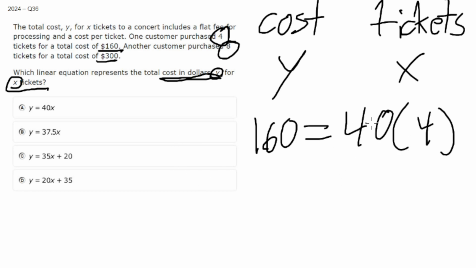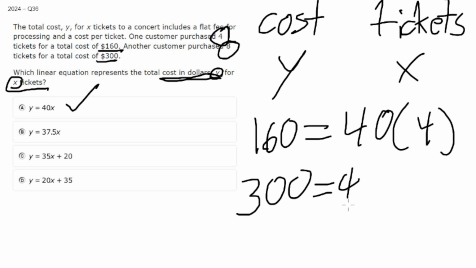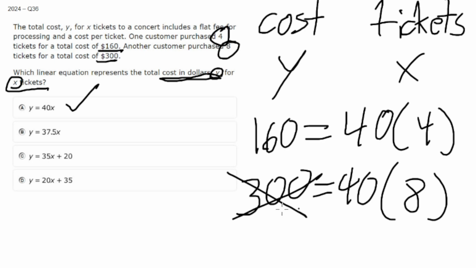Now, if I solve this, I realize that this is going to be correct. So I'm like, nice. Now, this would probably cause you to pick the wrong answer if you don't double check. Because if you do 300 is equal to 40, parentheses 8, which is the second customer, right? You're going to quickly notice that this doesn't work out because 40 times 8 is actually not going to be equal to 300. So you know that's not the right answer.